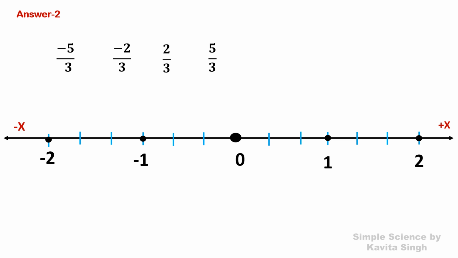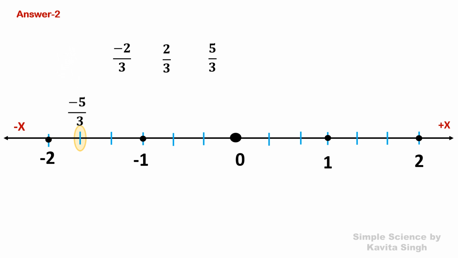We have divided all the numbers in 3 parts. Minus 5, minus means on minus axis or negative axis. 5 means 5 steps from 0. So let us move 5 steps. 1, 2, 3, 4, 5. 5 steps from 0. So you will get minus 5 by 3.